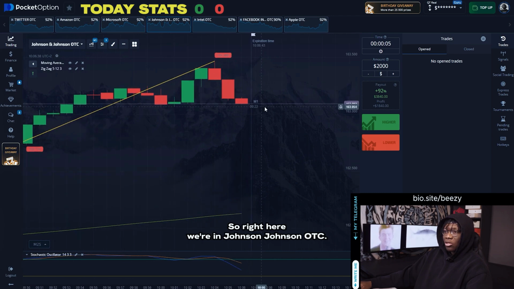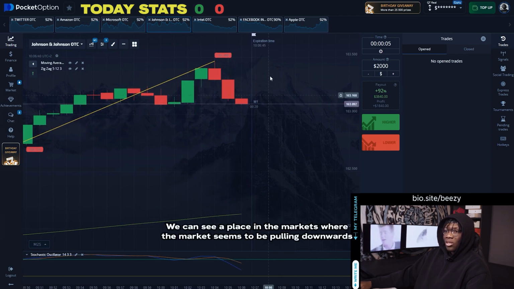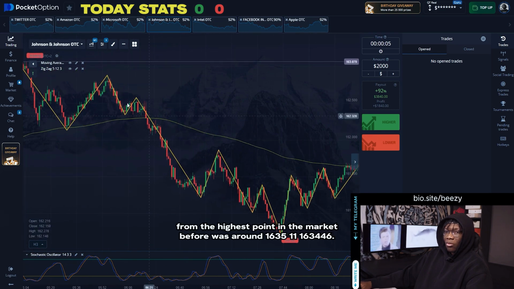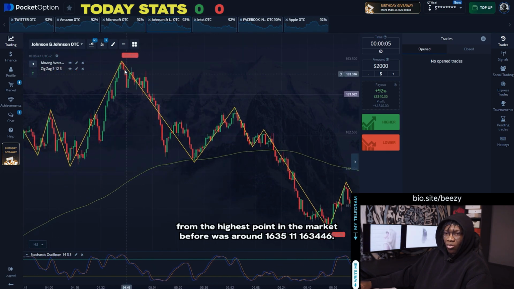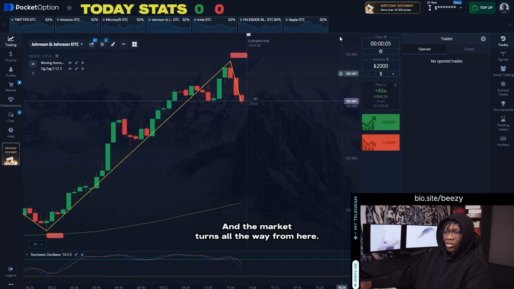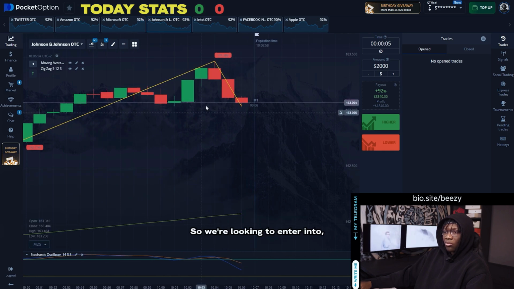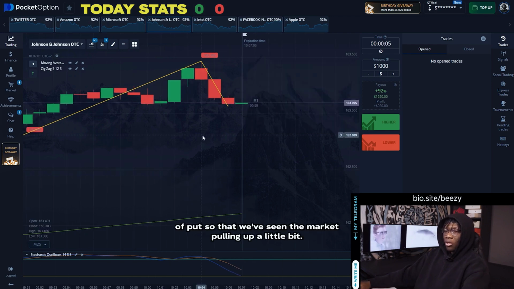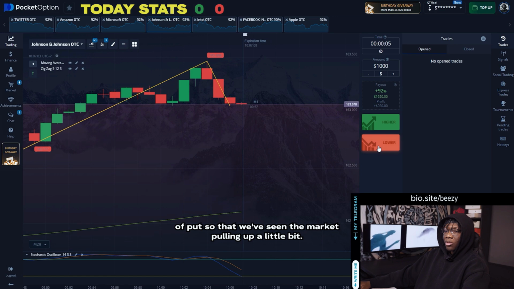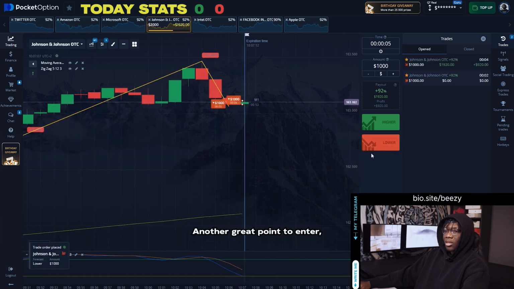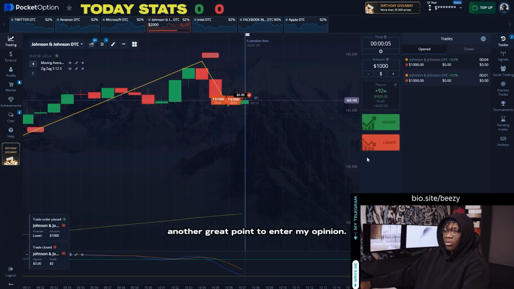So right here we're on Johnson & Johnson OTC. We can see a place in the markets where the market seems to be pulling downwards. The highest point in the market before was around 163.511, then 163.446, and the market turns all the way from here. So we're looking to enter into a little bit of a put. Now we've seen the market pulling up a little bit. This might be a good point to enter. Another great point to enter, in my opinion.